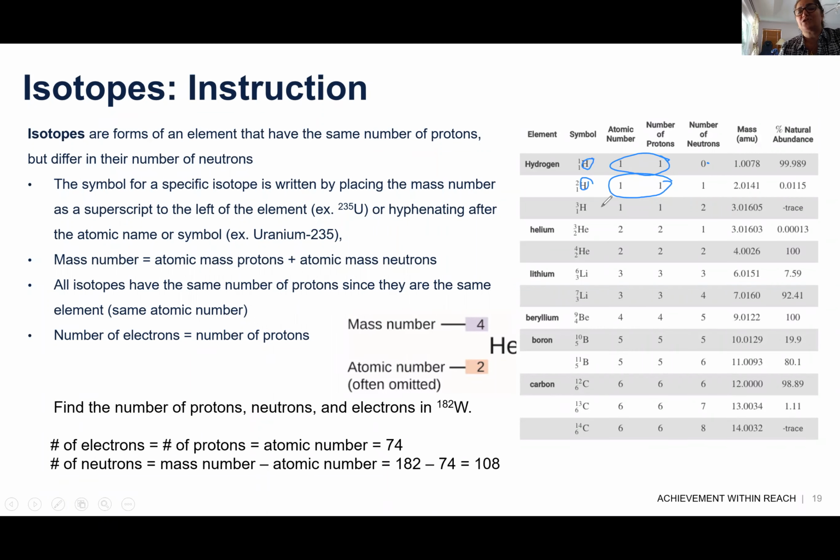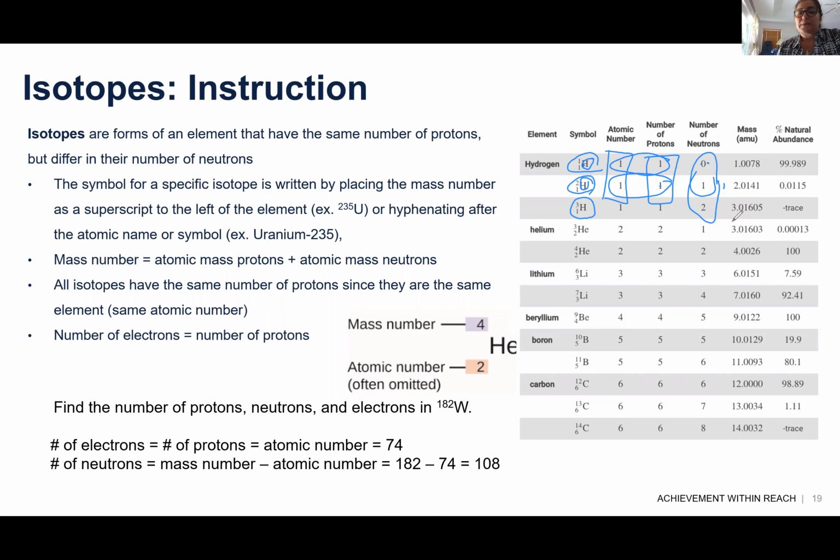We have H and H. They have the same number of protons, or same atomic number, but a different number of neutrons. If you have 2 neutrons, then you have hydrogen 3. If you have 1 neutron, it's going to be hydrogen 2. If you have 0 neutrons, it's going to be hydrogen 1. Hydrogen 1 is the only element in the periodic table that has no neutrons.